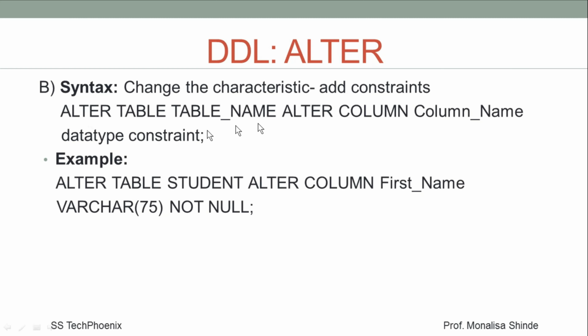It is used to add the constraint. Alter table, table name, alter column. It is the column where we want to add the constraint, that is the column name. We have to specify its data type and constraint. Whatever constraint we want to add, that constraint name.